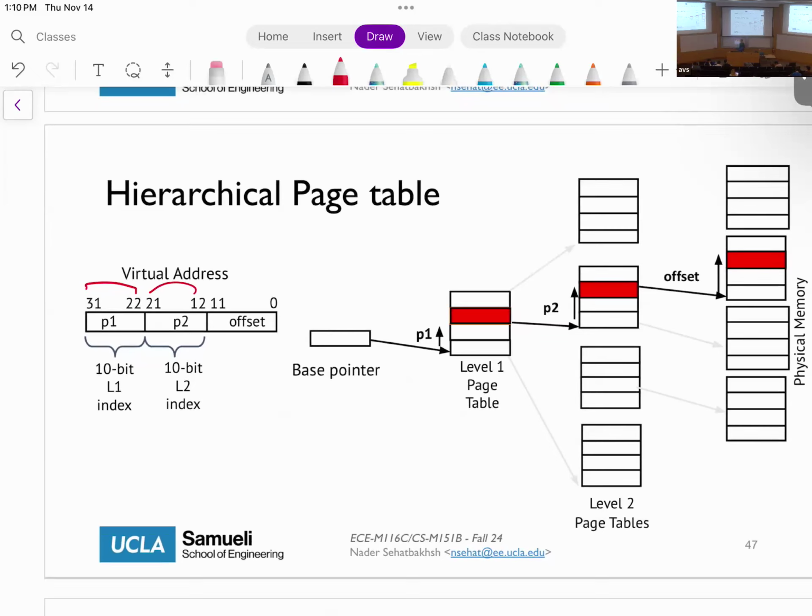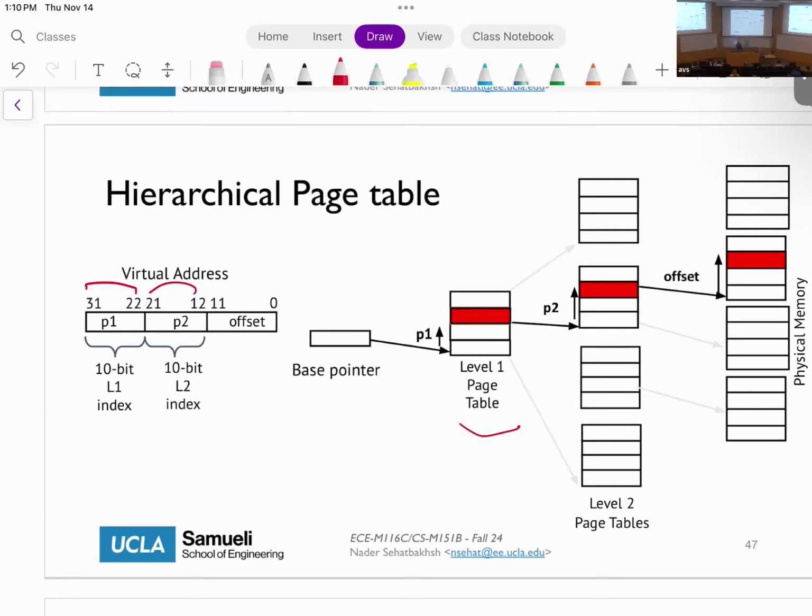So I'm going to first take part 1. I'm going to take the base. Remember, for each process, we had the base address, right? I'm going to take the base address, but instead of adding it to the entire 20 bits, I'm going to add it to the part 1 bits, so the first 10 bits, okay? This is what we call the level 1 page table. From the level 1 page table, what I'm going to get is another address that points to the second level page table, okay?